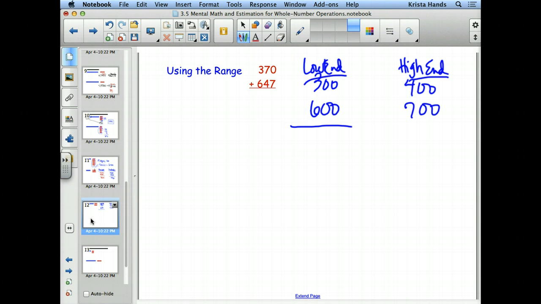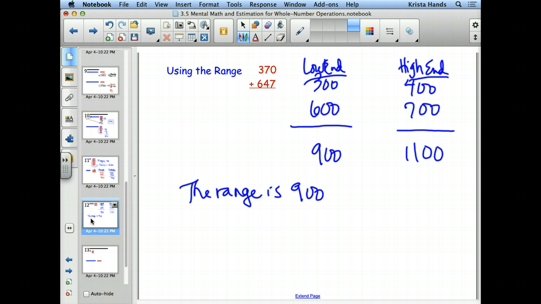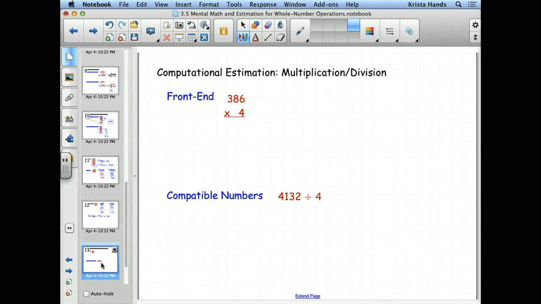So what's 300 plus 600? 900. And 400 plus 700 is 1100. And what we would say is that our range is 900 to 1100. That is, if we were to work this problem out exactly, the answer is going to be somewhere between 900 and 1100. It sort of just gives you a low end and a high end value. Okay, a ballpark. Last one.